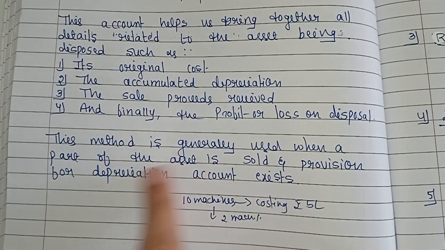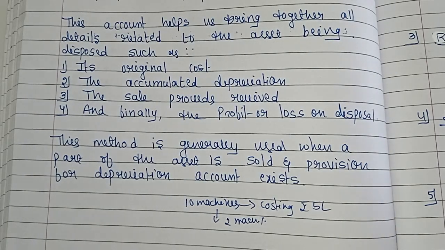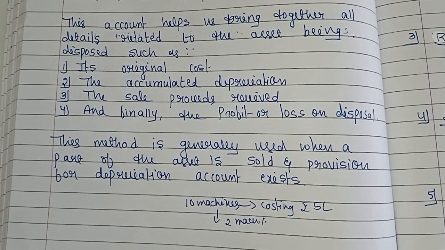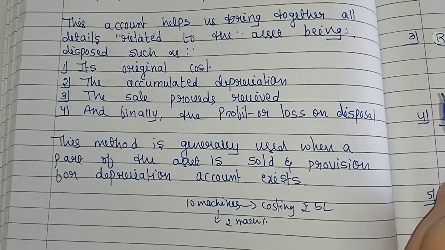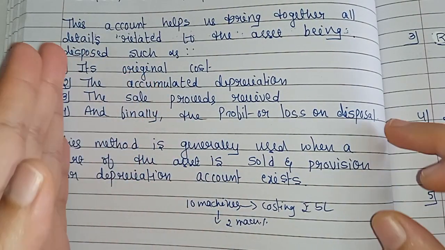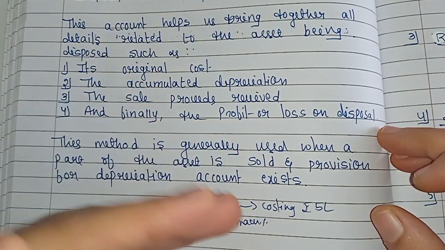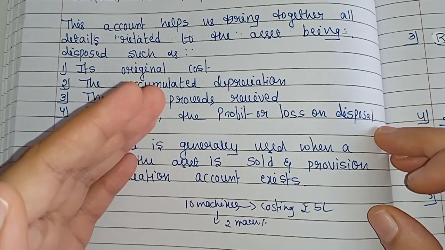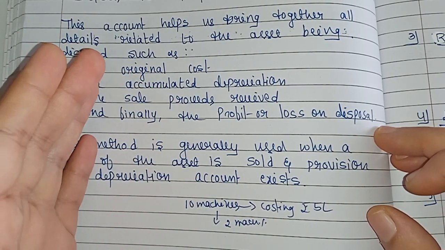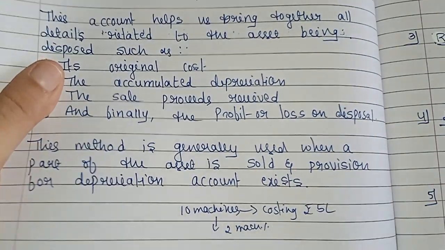Clear? And provision for depreciation account exists. It means depreciation is recorded in a separate account instead of reducing it directly from the asset account. Clear? Means here we will prepare the provision for depreciation account, which is a separate account. So this is about the use of the asset disposal account.